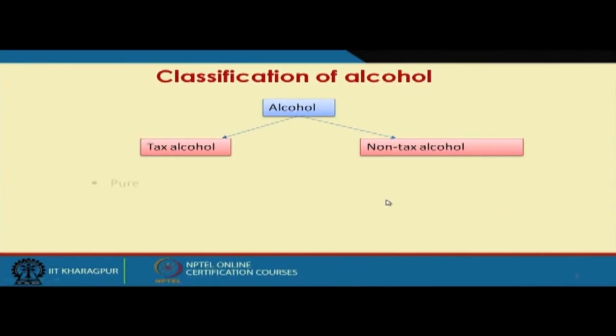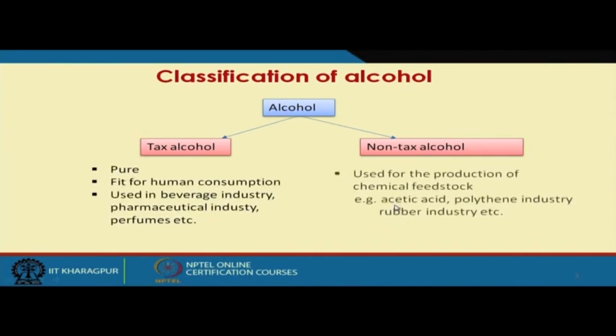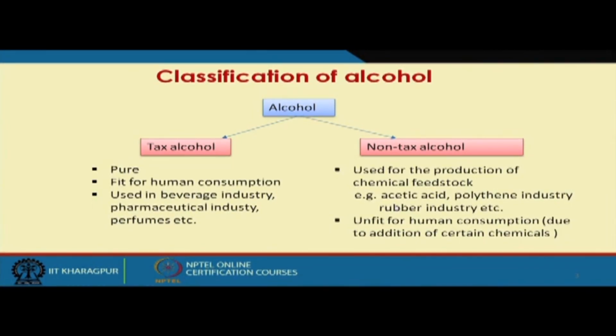Now if you look at the classification of ethanol, we have two different classes. One is called tax alcohol, and the other is non-tax alcohol. Tax alcohol is usually considered pure alcohol, and non-tax alcohol is alcohol that is used as a chemical feedstock in the industry. Since tax alcohol is pure alcohol, it can be used for human consumption, in the beverage industry, the pharmaceutical industry, and in perfumes. Non-tax alcohol is used as a chemical feedstock for acetic acid, the polythene industry, the rubber industry, etc.